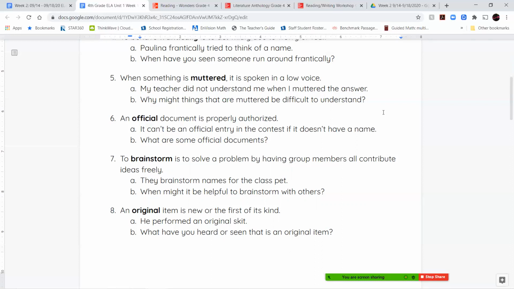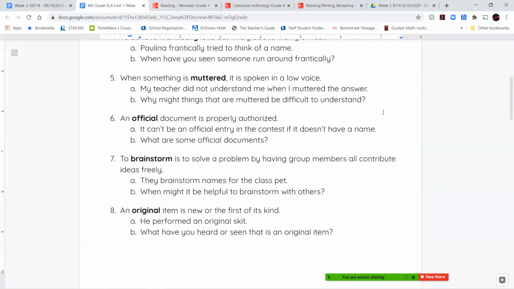And your last word is the word original. An original item is new or it's the first of its kind. So if you make something on your own, that is an original item, right? It's the first one. Nobody's got one like it. So when we say he performed an original skit, a skit is like a play. That means he made up the play and he performed the play. So it's something that he made up. It's not a story that's already there. It's a new one that he created or invented.